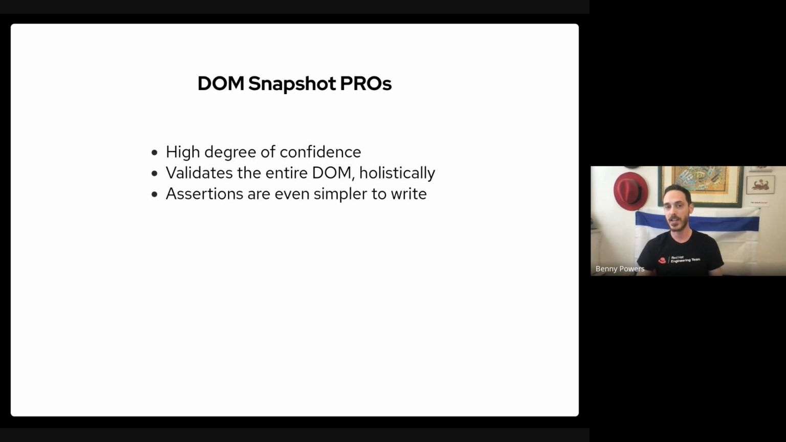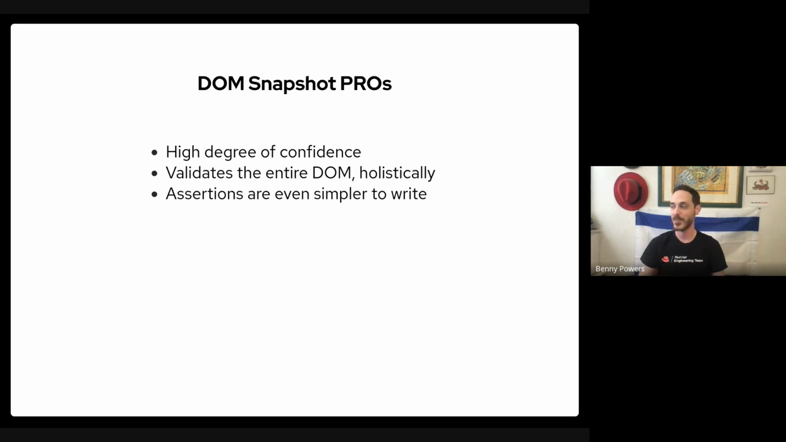So the advantages to this kind of testing are the high degree of confidence that you get. You can make your changes to your private methods or whatever, and then see that, okay, everything's working exactly the way it did previously. As well, you don't have to write assertions on every single property, because with one snapshot comparison, you validated the entire DOM. And so in that sense, the assertions are much easier to write. It's like, call my method, assert that it matches the snapshot.